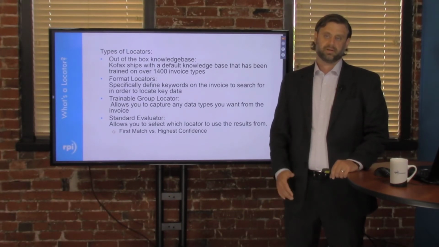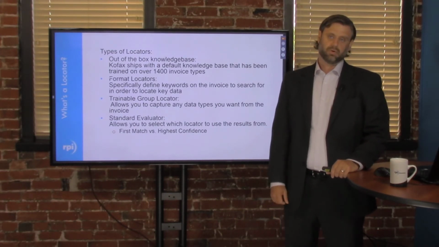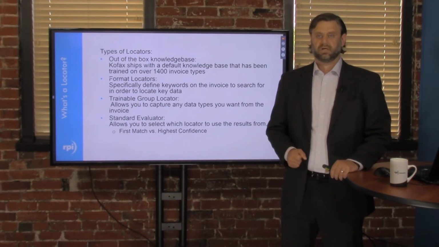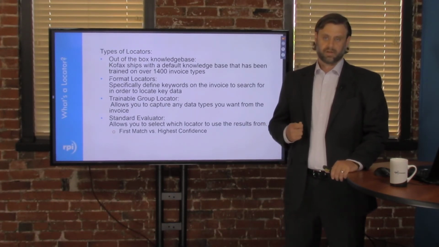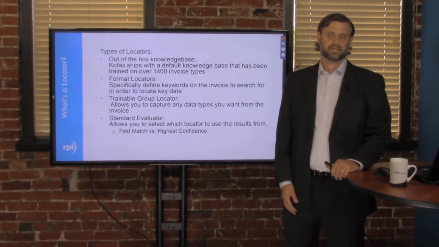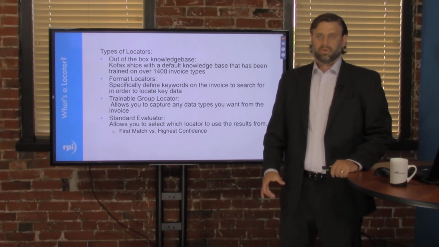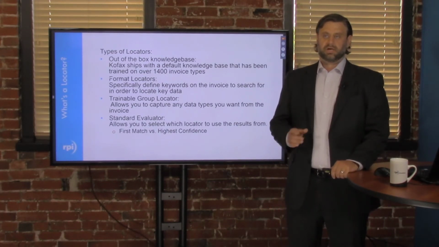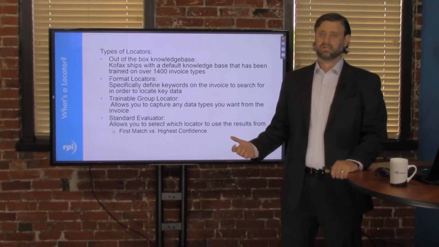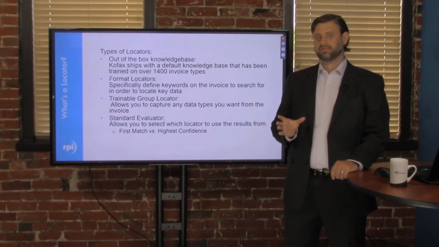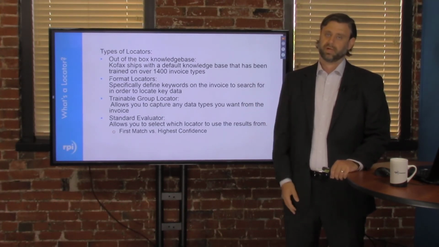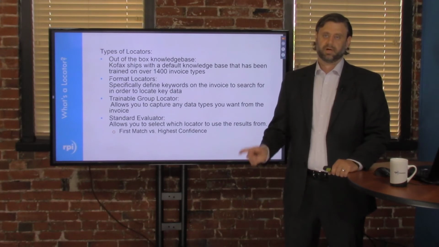You can also compare the highest confidence. So of these three locators, which one is Kofax the most confident of, and then take that one. But typically I'd like to use the first match and then have our trainable group locator at the top. Since these are exact samples that we're passing through, if Kofax runs into one of those again and it's able to match the format of the invoice, and we've already told it where to get all the values off of, we want to use that locator. So that's going to be typically our top one.